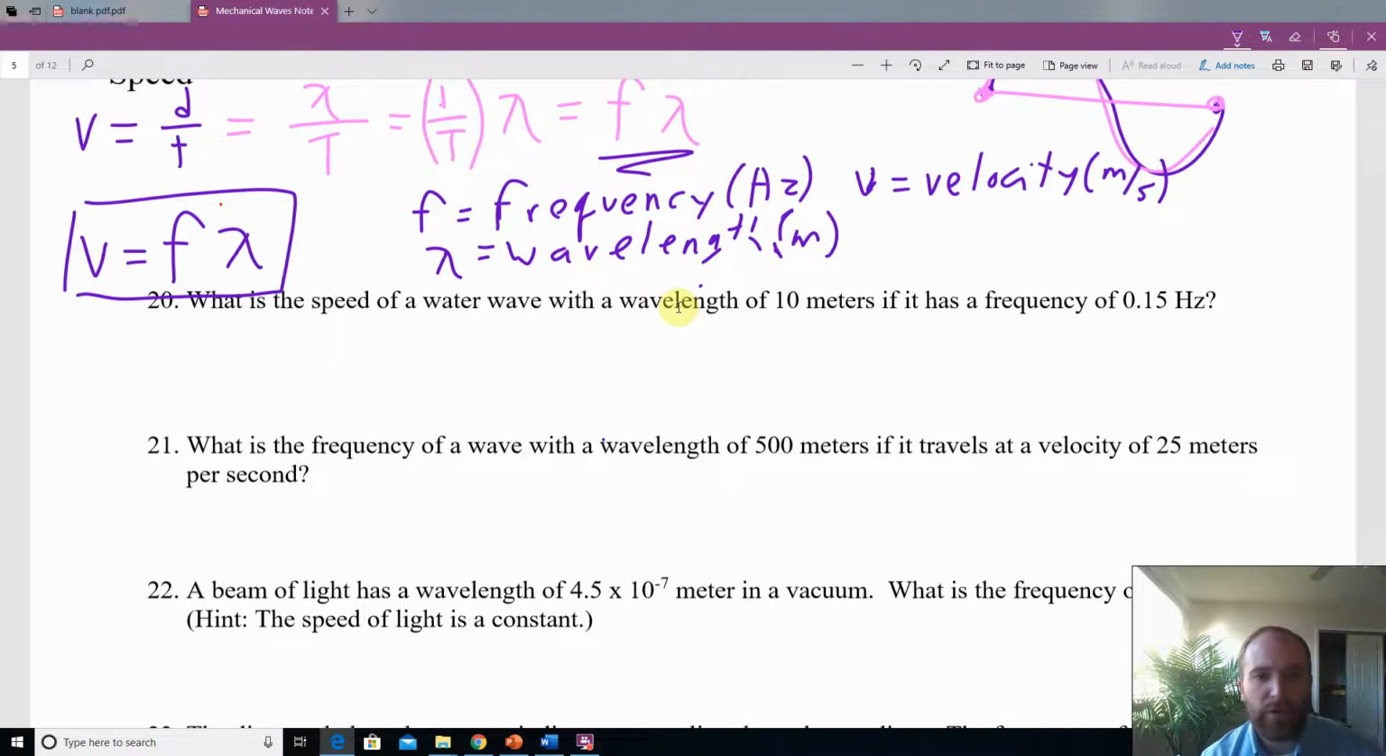What is the speed of a water wave with a wavelength of 10 meters if it has a frequency of 0.15 hertz? Okay, we want the speed. That's v. We know the wavelength is lambda. We've got a frequency f. There's just not a lot of equations for this topic. There's T equals 1 over f, and there's v equals f lambda.